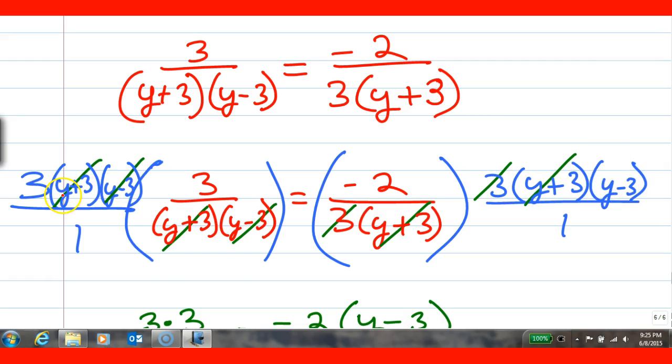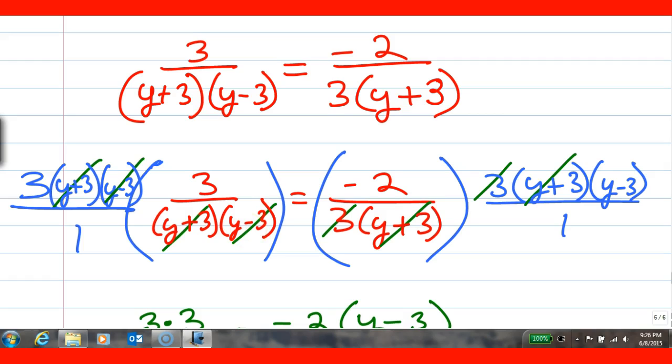So I'm going to multiply these together. So I'm going to set it up. 3 times y plus 3 times y minus 3. 3 times y plus 3 times y minus 3 on the other side. Multiply both sides by the lowest common denominator. What this is going to do is make a situation where I can do some canceling. I have a y plus 3 and a y plus 3, those cancel. Y minus 3 in the top, y minus 3 in the bottom, those cancel.